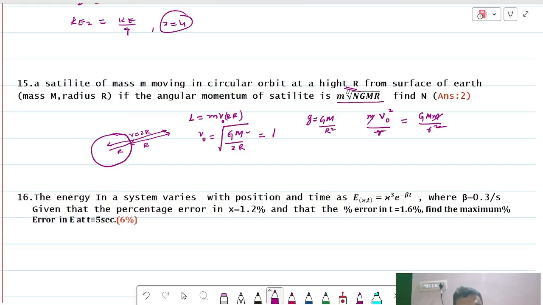So now L is equal to m v naught into 2r, angular momentum. Using I omega would be a long process, so no need, m v naught into 2r is correct. So L is equal to the mass of the satellite into root over v naught, which is equal to root gm by 2r, into 2r. The 2r comes inside as 4r square, so the 2s cancel and r square cancels, giving m into root over 2 gm into r. Therefore the n value is obtained; this is the calculation of orbital velocity.